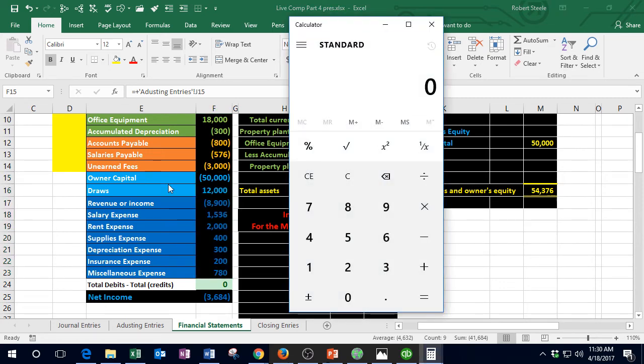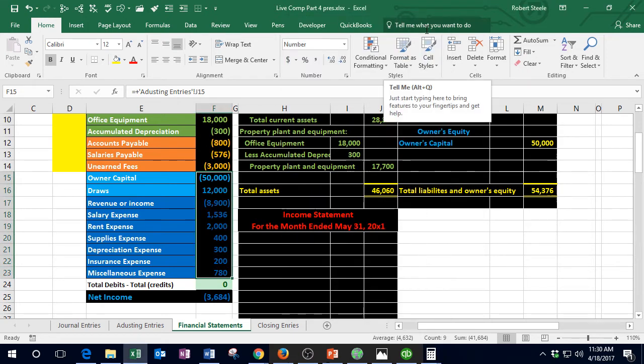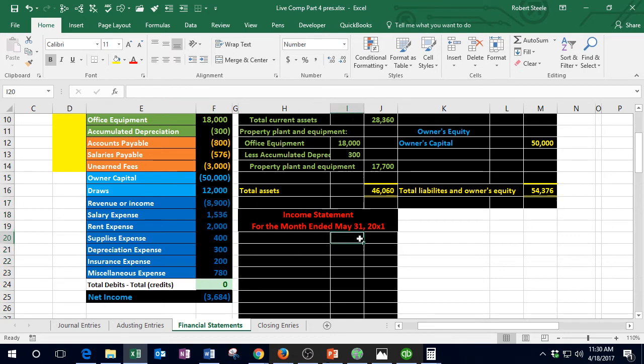Do that one more time. 50,000 minus 12,000 plus 89 minus 1536 minus 2,000 minus 400 minus 300 minus 200 minus 780. 41. So, okay. And that messing up with the calculator is probably the reason that originally we did the balance sheet kind of last.